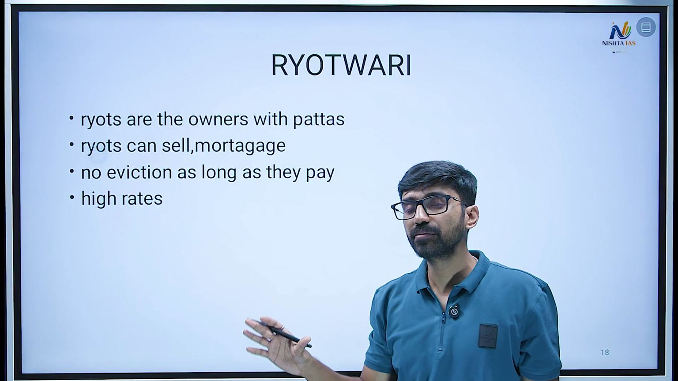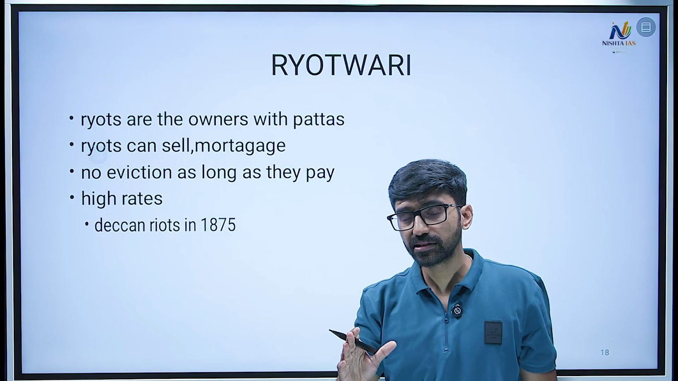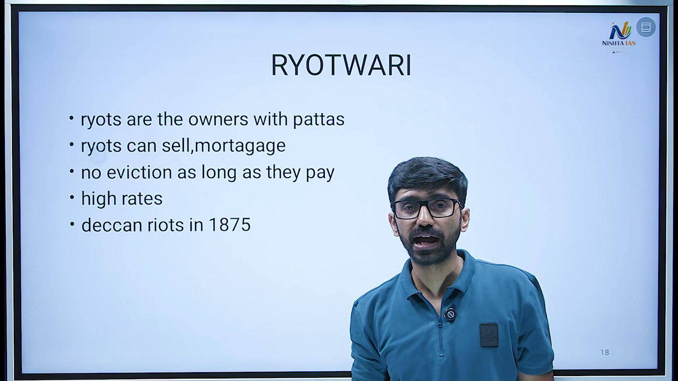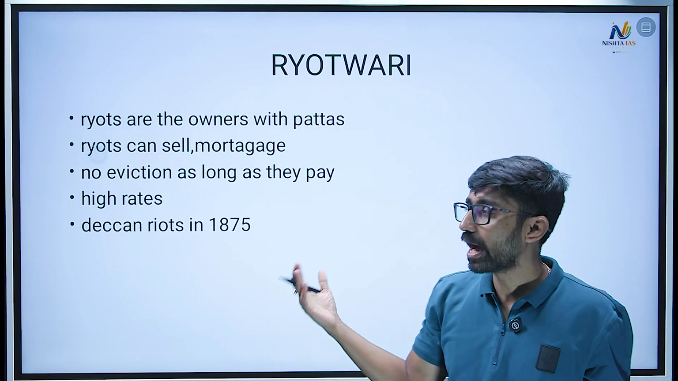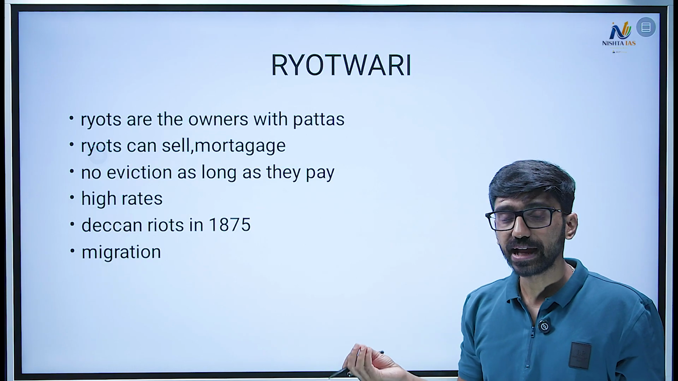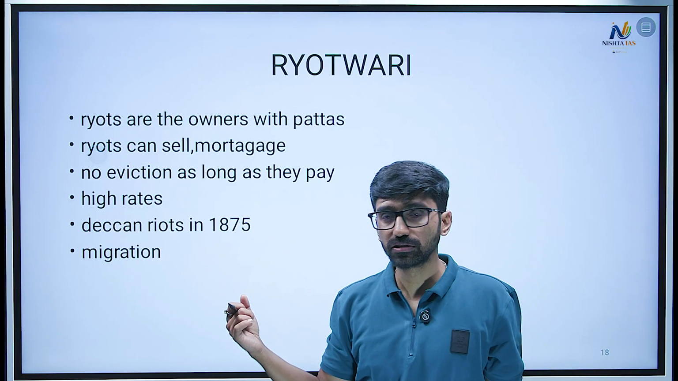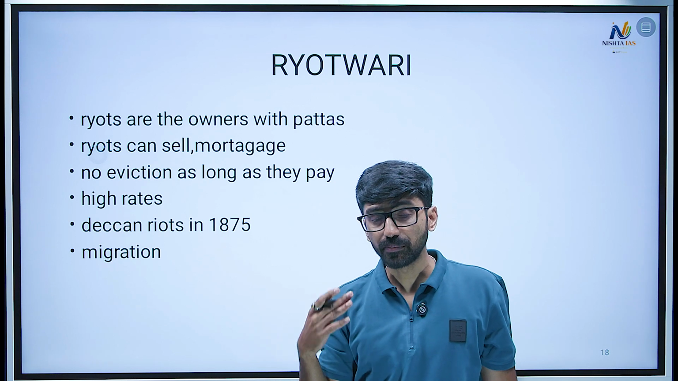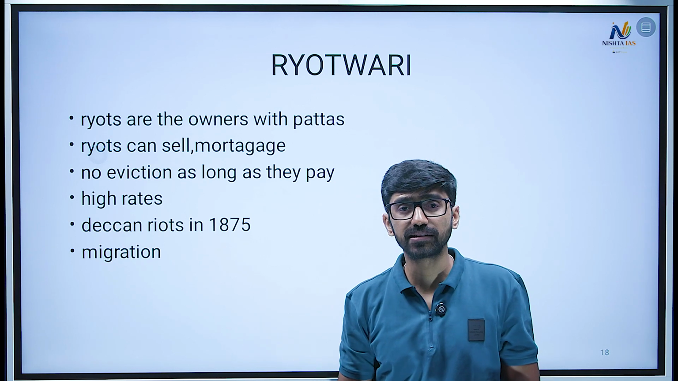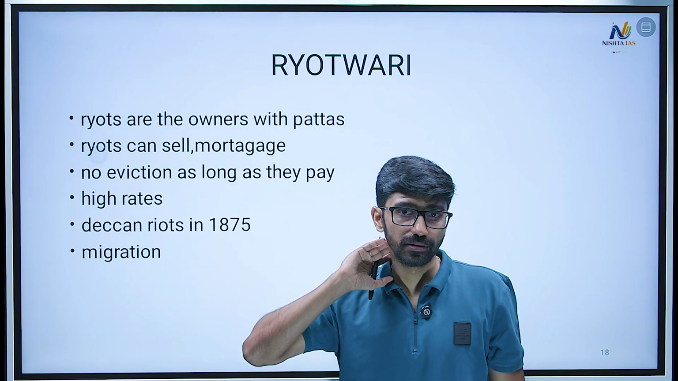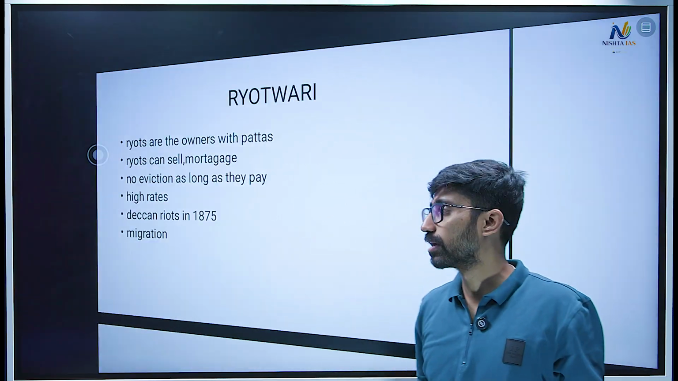But the problem with the system is, one, high rates. In the zamindari system, they lost the land only. But in the Ryotwari system, even though they are the owners of the land, they are exploited through high taxation. And this finally led to the Deccan Ryots. Some peasant revolts happened in 1875, and because of this high taxation and exploitation, they migrated from one place to another, especially out of the Ryotwari region.